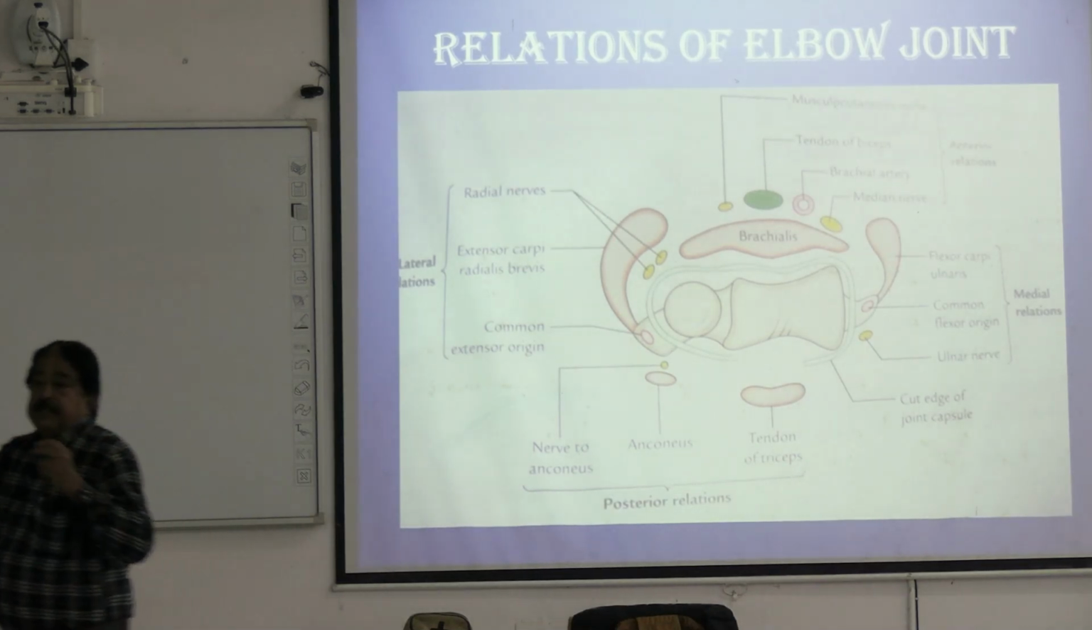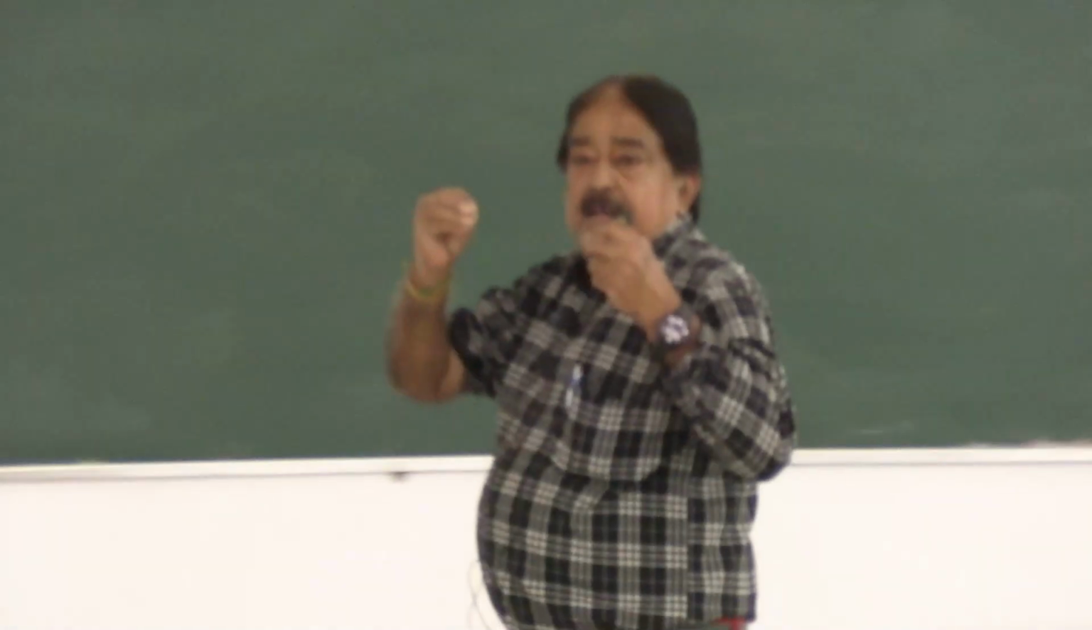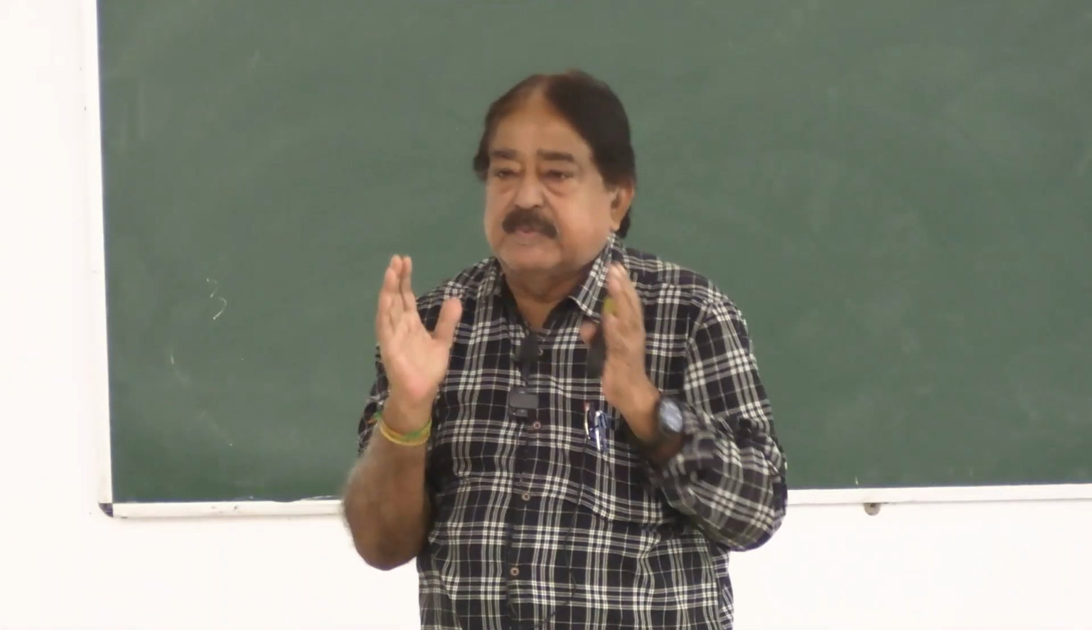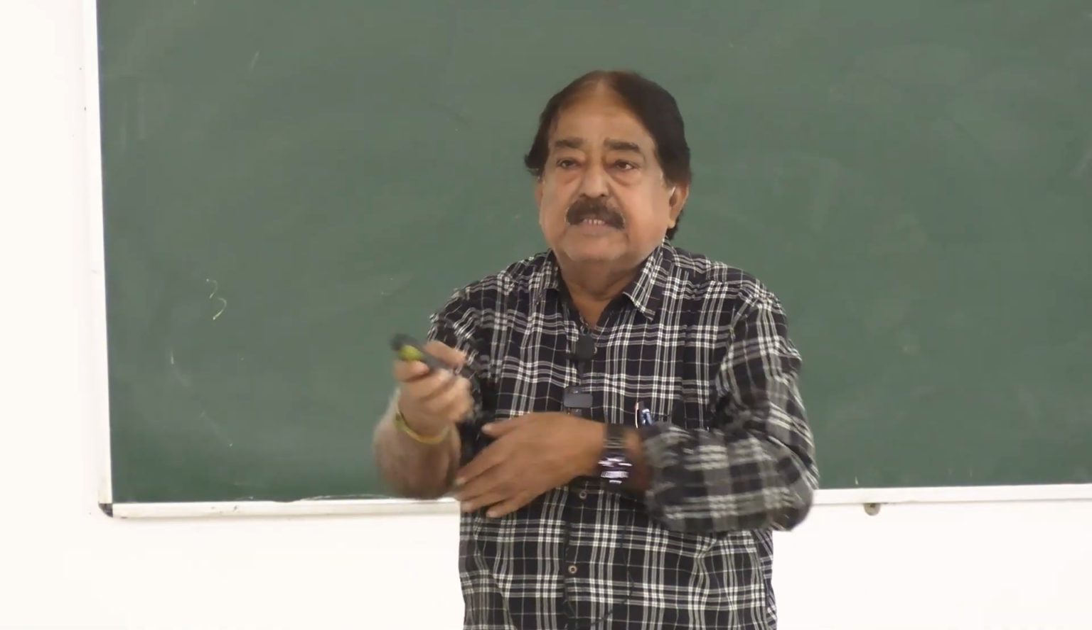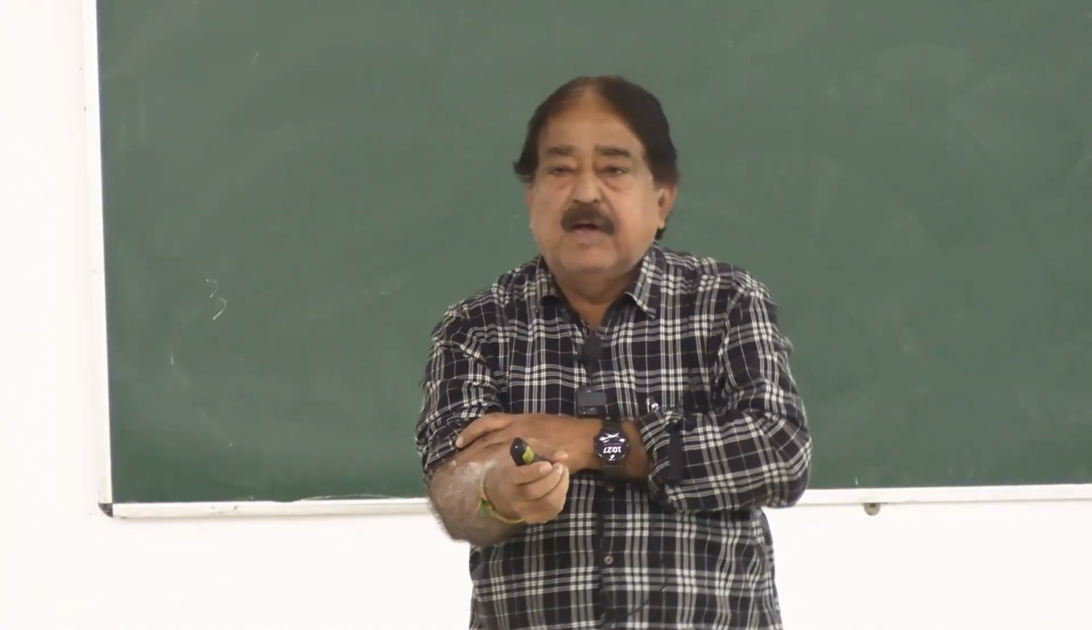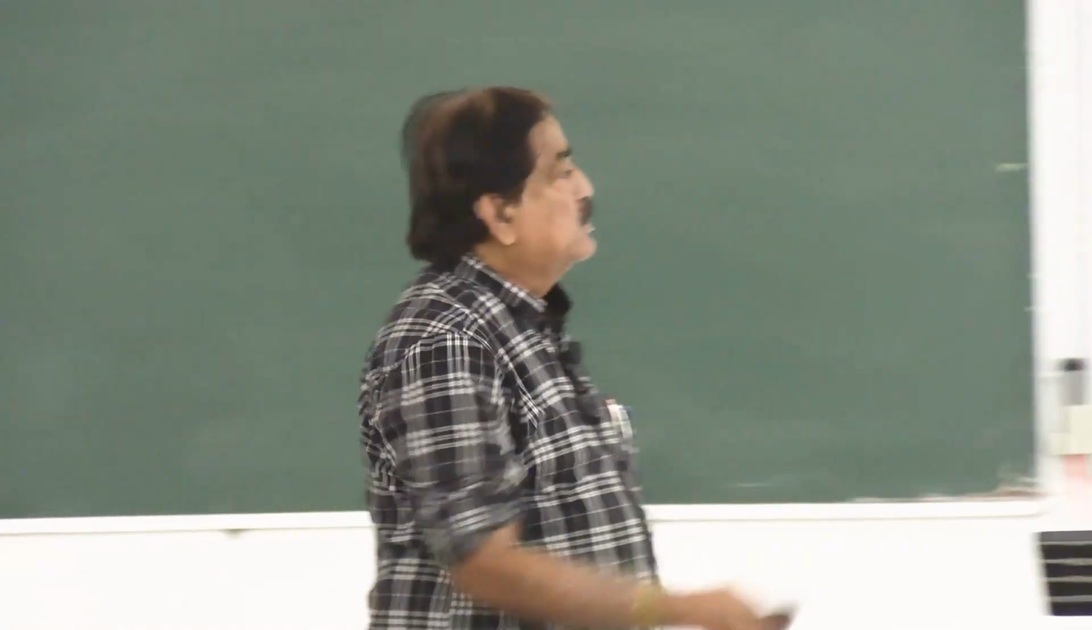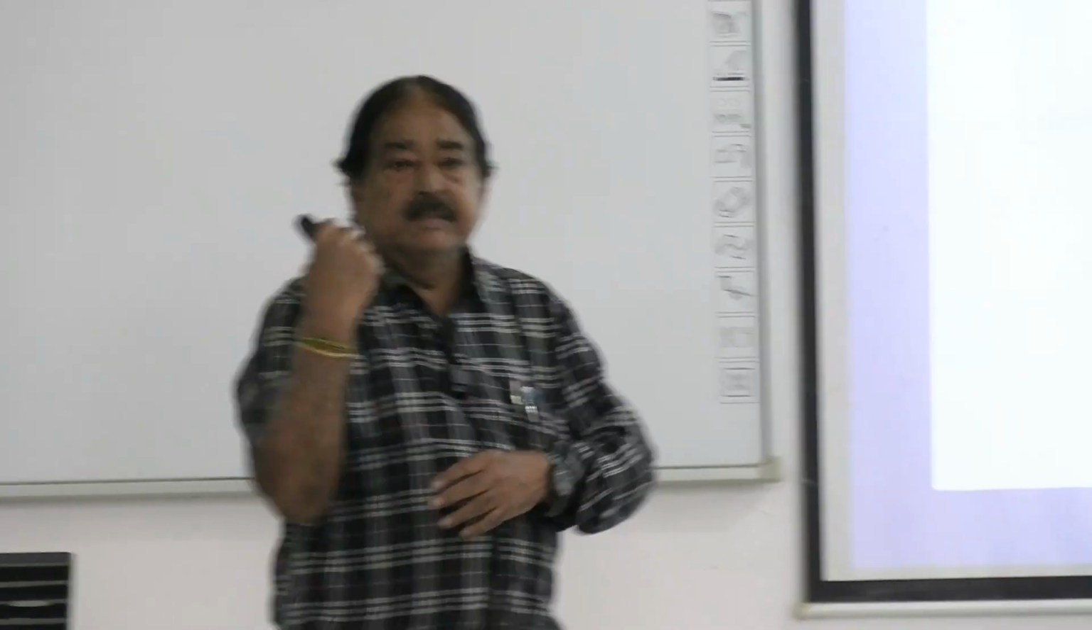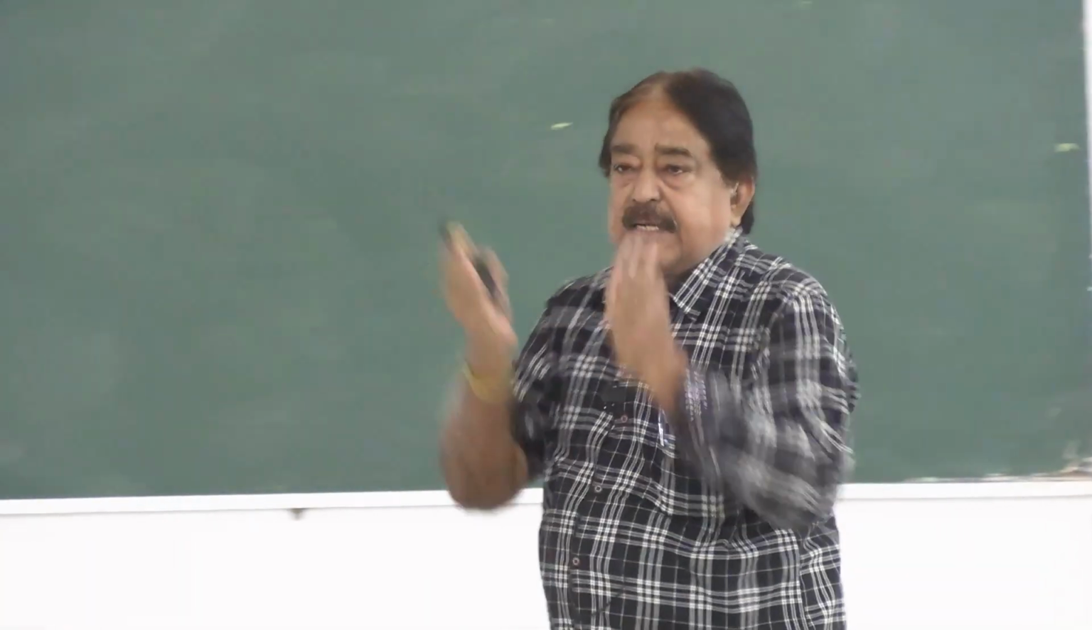Now you see the two epicondyles are outside the capsule, because all the extensors and flexors of the wrist joint are outside your elbow joint. Though the tendon is there, the common tendon, and then its expansion, and all the forearm muscles are there.